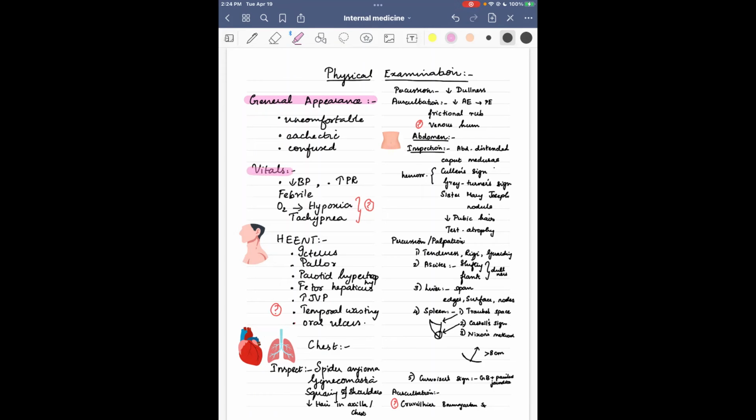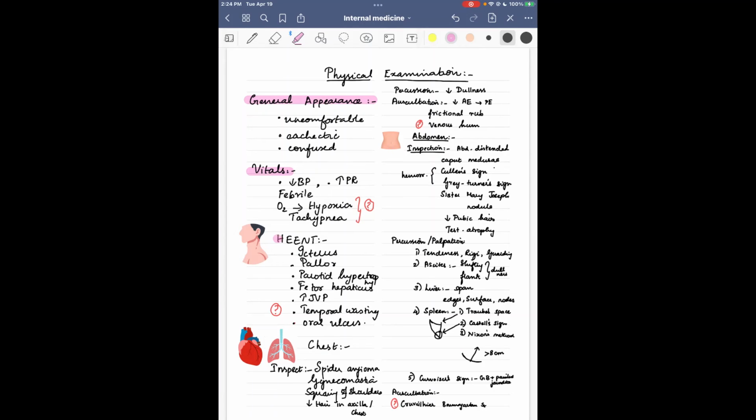And then we look for the vitals. There can be decreased blood pressure and tachycardia, and the patient can be febrile, and there can also be hypoxia and tachypnea, probably because of increased abdominal pressure associated with ascites. However, please let me know if there is any other mechanism that can be involved.